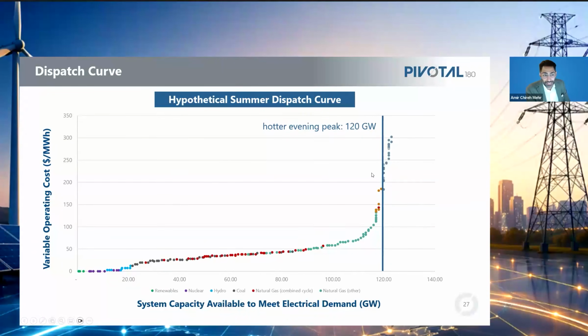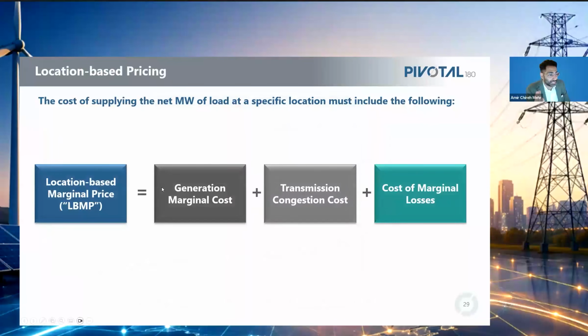So this is how supply and demand come together to set our overall price, this generation marginal cost, and this is the system-wide cost. In real time, the demand has to be met with real-time resources. So this is the system-wide cost.